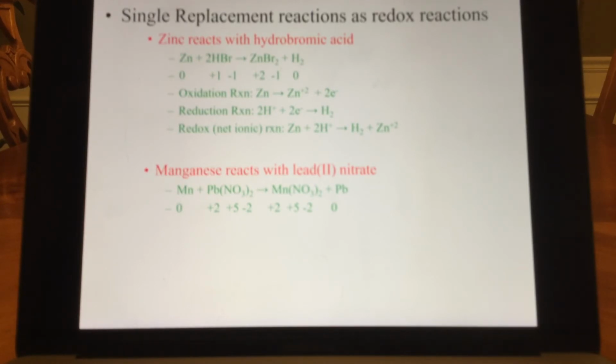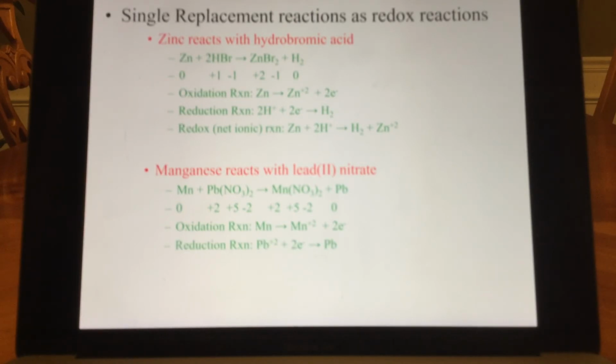The nitrogen and oxygen, their charges or oxidation numbers are still the same. And then lead in its elemental form has an oxidation state of 0. So again, looking at the element that has lost electrons and has undergone oxidation, that would be the manganese, going from Mn to Mn plus 2. So again, it's losing 2 electrons, and our charges and elements are balanced.